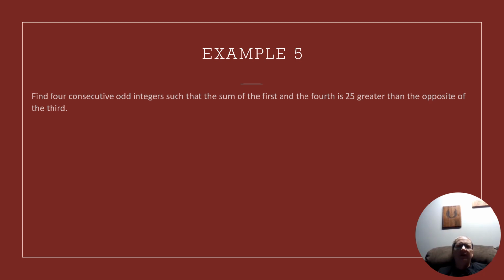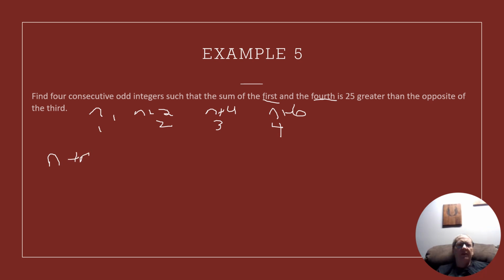All right, let's move on to our final example for today, which involves 4 consecutive odd integers. So I'm going to start by writing my pattern. So odd integers, again, we have n plus 2, then we'd have n plus 4, and then we'd have n plus 6. That's 1, 2, 3, 4. All right? Okay, so now we're going to start this, such that the sum of the first and the fourth. So I got the first is n, the fourth is n plus 6.